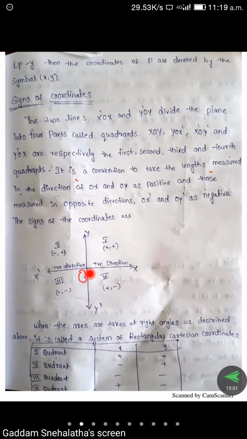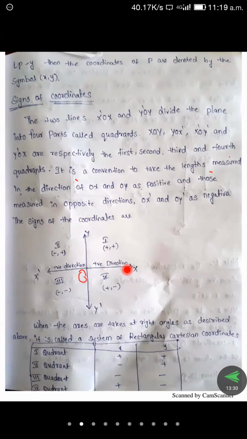So now, how are the quadrants divided into positive and negative directions? For that, OX is positive, meaning the X coordinate. First we have to take the positive direction. Next OY, this is also positive. So first we have to take the X coordinate as well as the Y coordinate. OX is positive, so place plus. OY is also positive, so place plus.